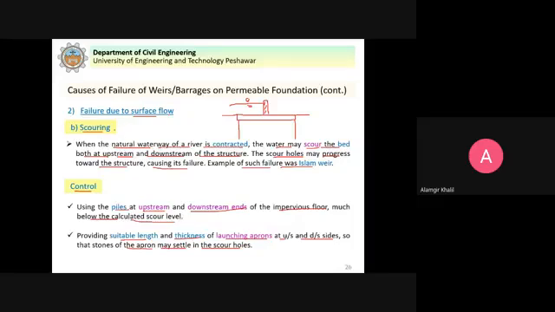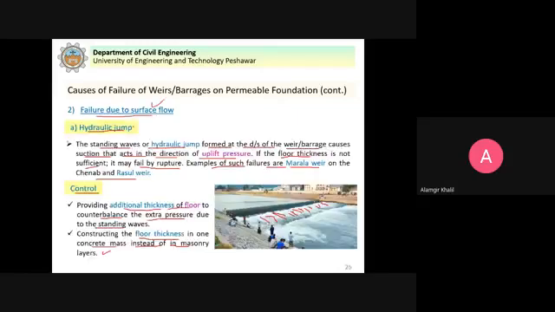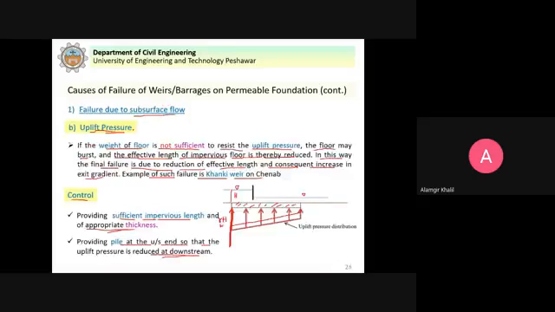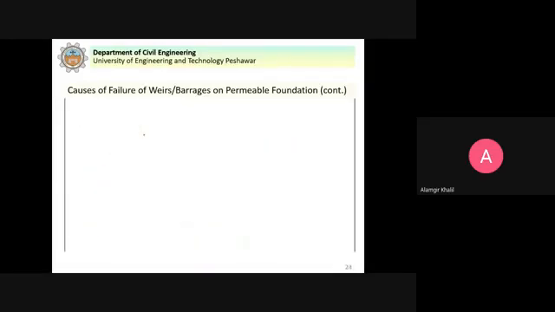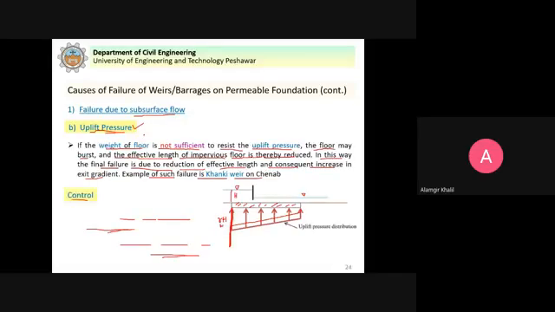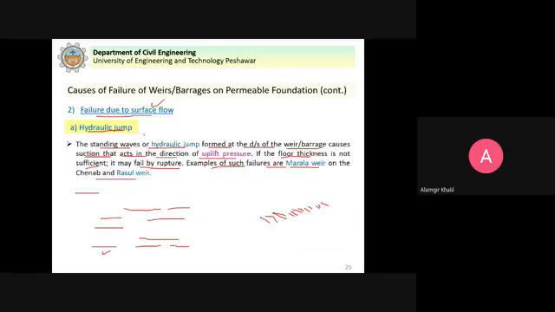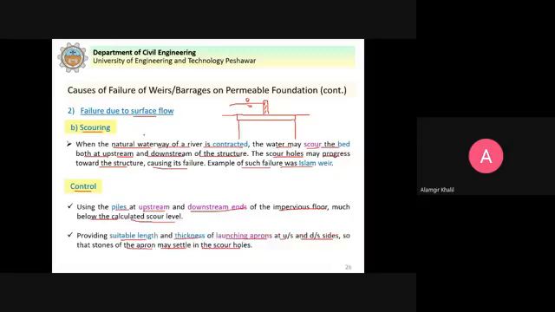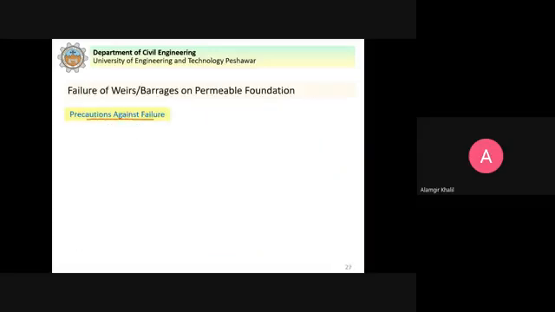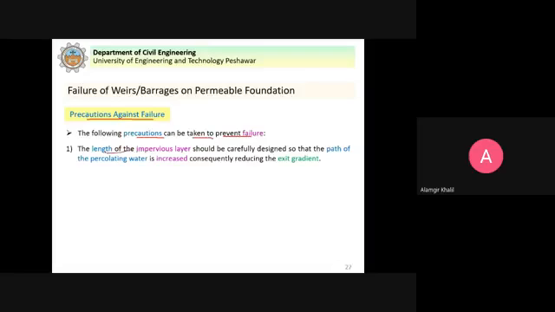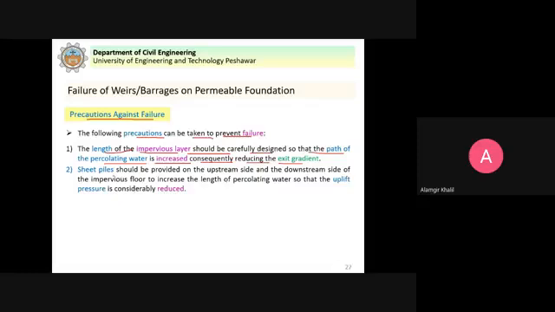So now due to the surface flow, we have the scouring and we have the hydraulic jump. And due to the subsurface flow, it can be due to the uplift pressure and due to piping or undermining. So precautions against failure, we already studied this. Let us make a list of this again. The following precautions can be taken to prevent failure. The length of the impervious layer should be carefully designed so that the path of the seepage water is increased, consequently reducing the exit gradient. We already discussed these points in detail.